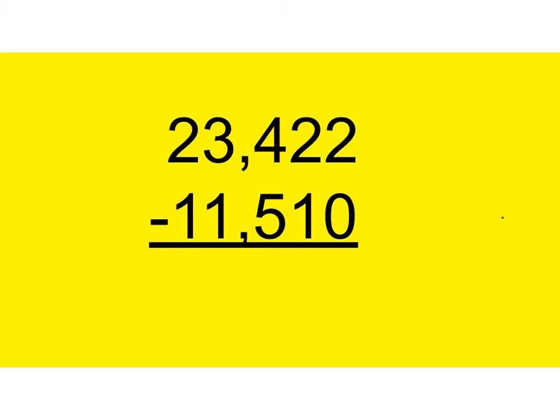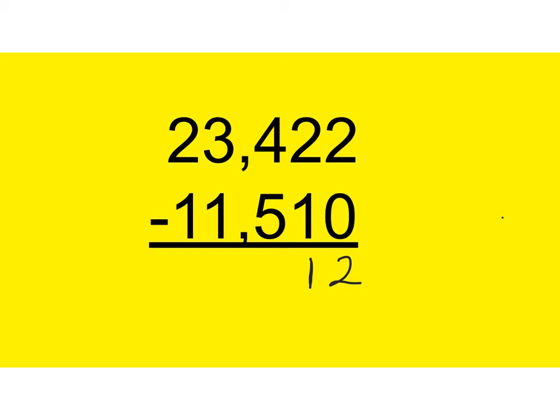Now we're going to try one with a little bit larger numbers. So we have 23,422, take away or subtract 11,510. So I'm going to start with my ones column. If I have 2 ones and I take away 0, then I'm going to still have 2 left. I go to my 10s. If I have 2 and I take 1 away, then I'll still have 1 10 left.